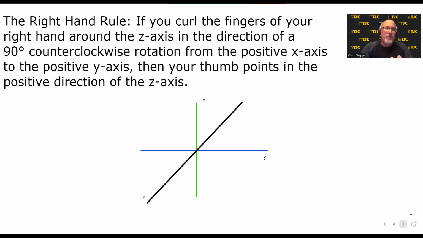The right-hand rule kind of goes something like this in terms of setting up x, y, and z axes in 3-dimensional space. If you curl the fingers of your right hand, I know this looks like my left hand, but it's my right hand when I'm looking at it, around the z-axis in the direction of a 90 degrees counterclockwise rotation from the positive x-axis to the positive y-axis. So in other words, grab the z-axis with your right hand so that when you curl your fingers around, you hit first the positive x and then the positive y. Then the direction of your thumb is the direction of the positive z-axis.